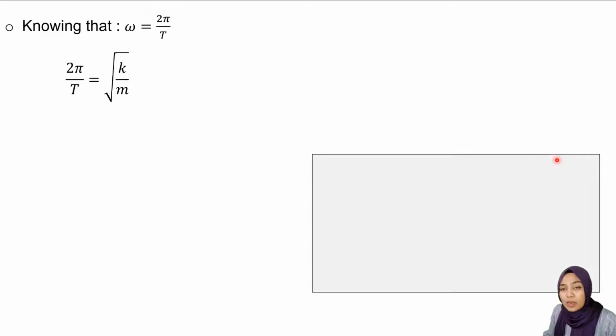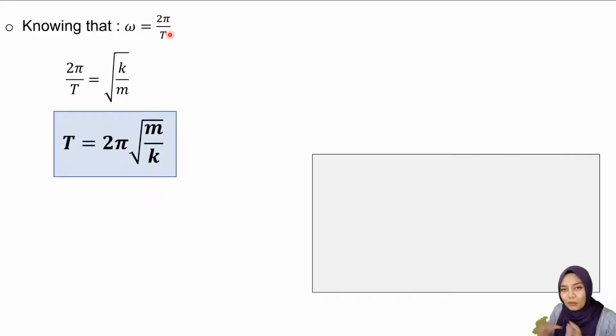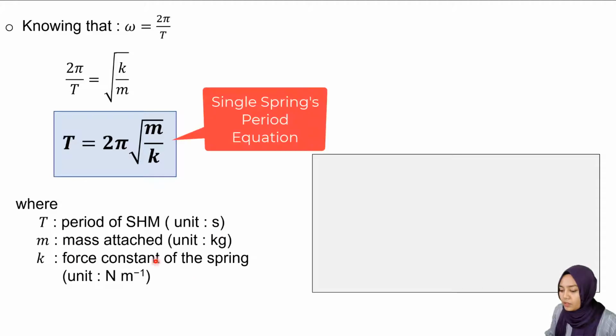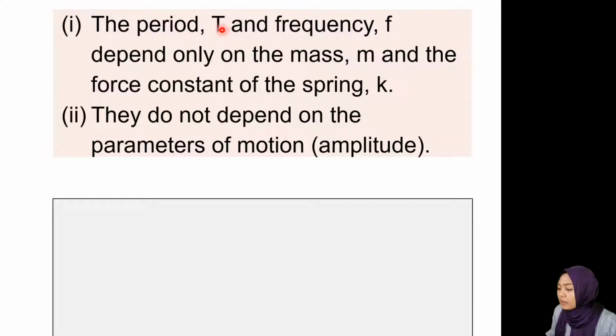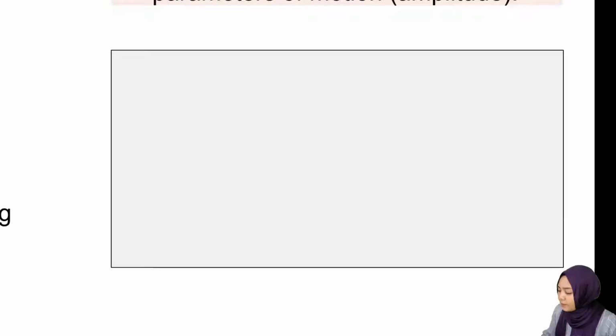And then we know that omega equals 2 pi over T, where T is the period. From there, when we rearrange it, finally we get the equation for the single spring's period: T equals 2 pi square root of m over k. These are all the definitions for each symbol. Here you can see that the period T and the frequency f only depend on the mass and the spring constant. They do not depend on other parameters such as amplitude.